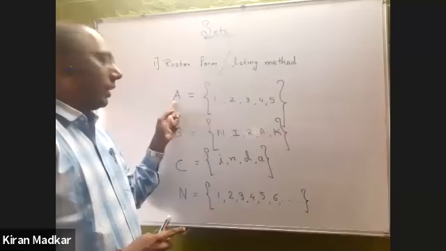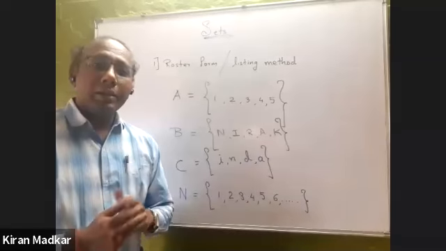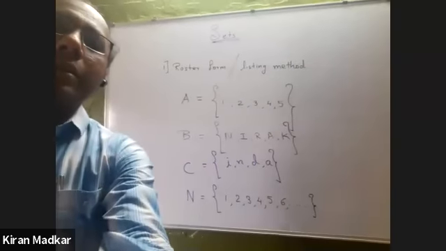Okay. So the first rule was: the set's alphabet name was a capital. Set of alphabet was capital, right?